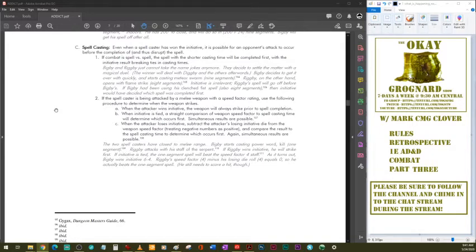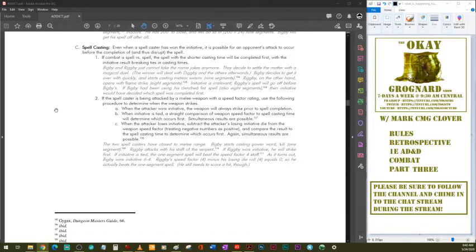Bigby and Rigby just cannot take the name jokes anymore. They decide to settle the matter with a magical duel. The winner will deal with Digby and the others afterwards. Bigby decides to get it over with quickly and starts casting Meteor Swarm, 9 segments. Rigby, on the other hand, opens with a Flame Strike, 8 segments. Initiative is irrelevant. Rigby's spell will go off before Bigby's. If Bigby had been using his Clenched Fist spell, also 8 segments, then initiative would have decided which spell was completed first.